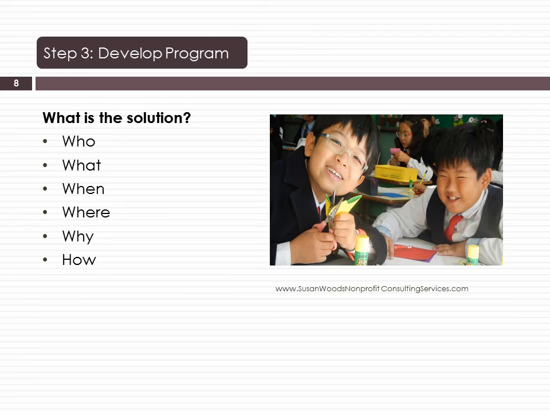The how is how she's going to offer this program. She's going to have, of course, teachers. She's going to have the supplies necessary. She's going to have the location that's conducive to learning. And if she charges a fee, it's going to be a fee that the parents can afford. So that's the solution: the who, what, when, where, why, and how. You want to be able to answer those things when you are developing a program.